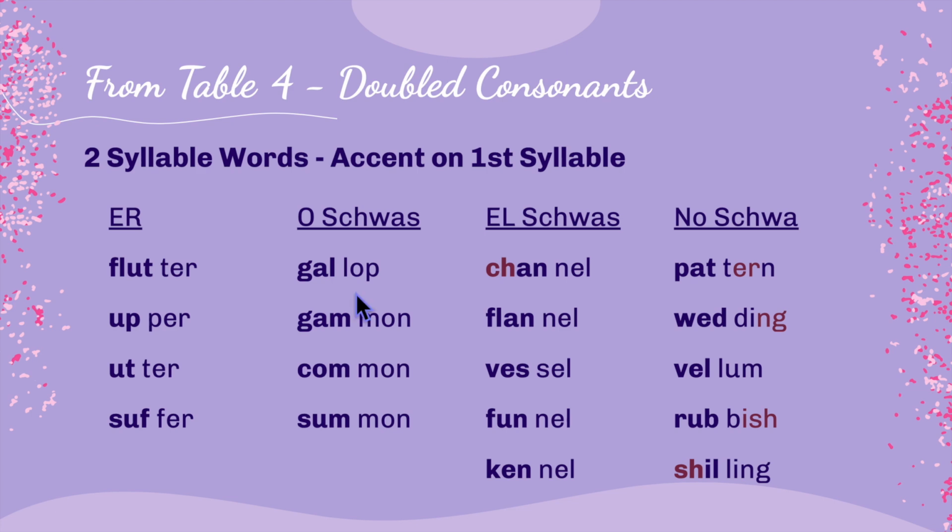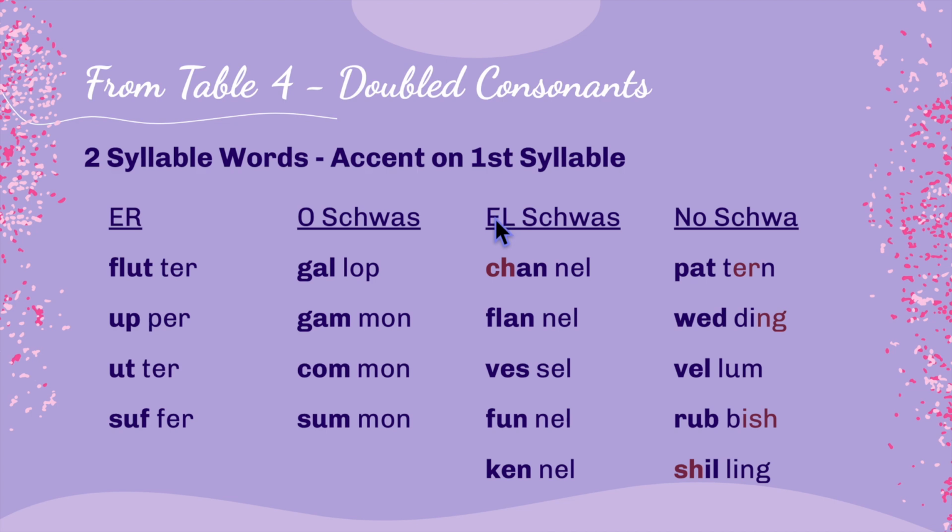Again, the schwa is a muffled sound that can take the place of any unaccented vowel. So all these first syllables are accented, which means they will have their clear, short sounds. But these O's are going to schwa. So we have gallop with a clear, short A, gammon, common, and summon. In all of these words, the vowel in our accented syllable has its clear, short sound, while the O schwas.